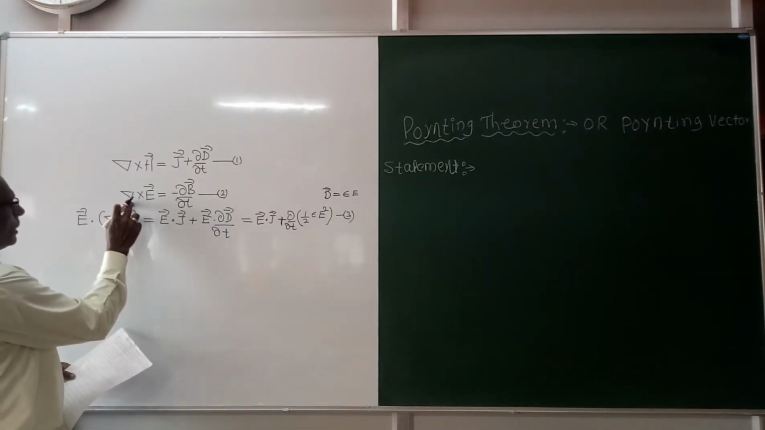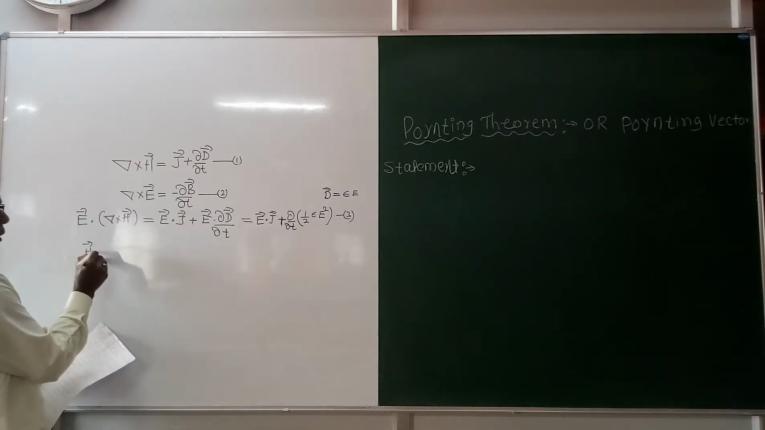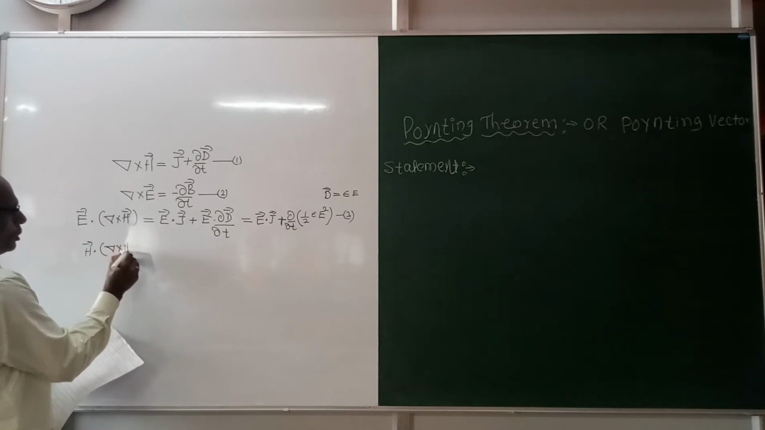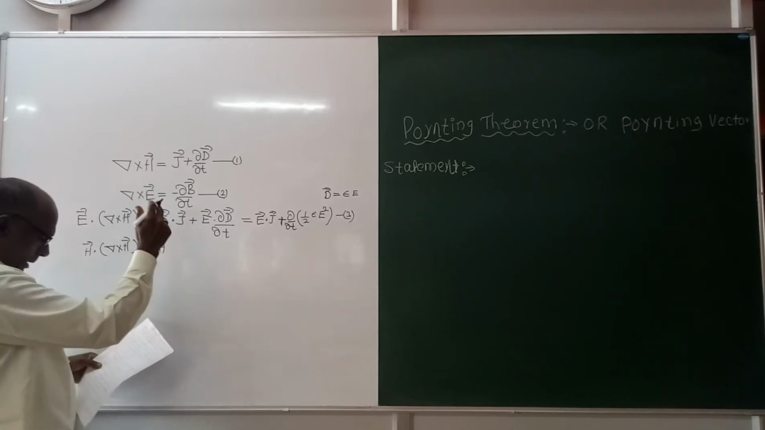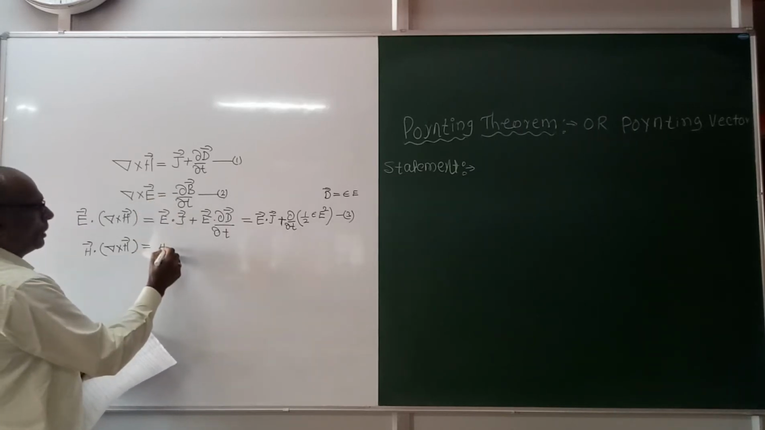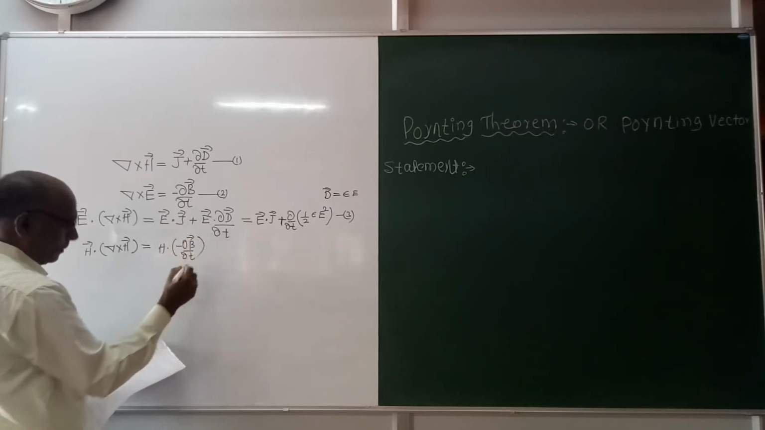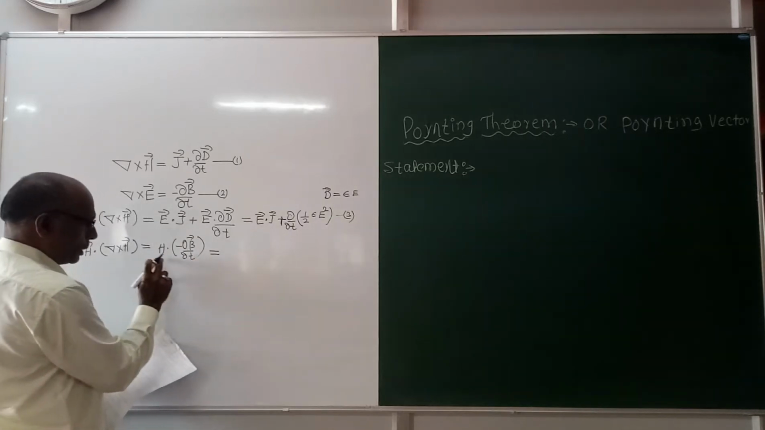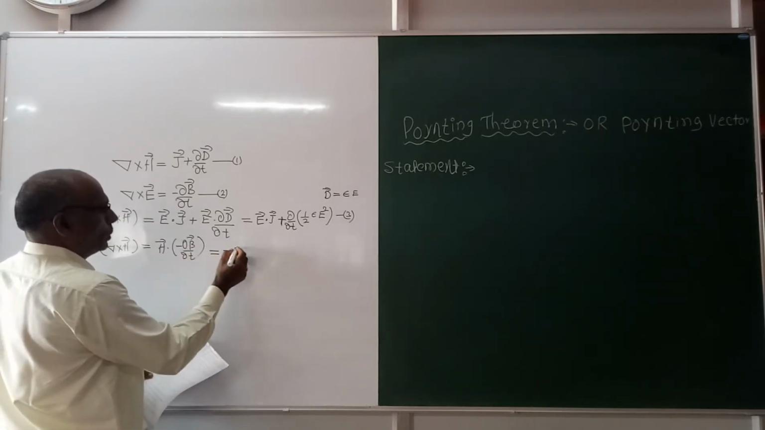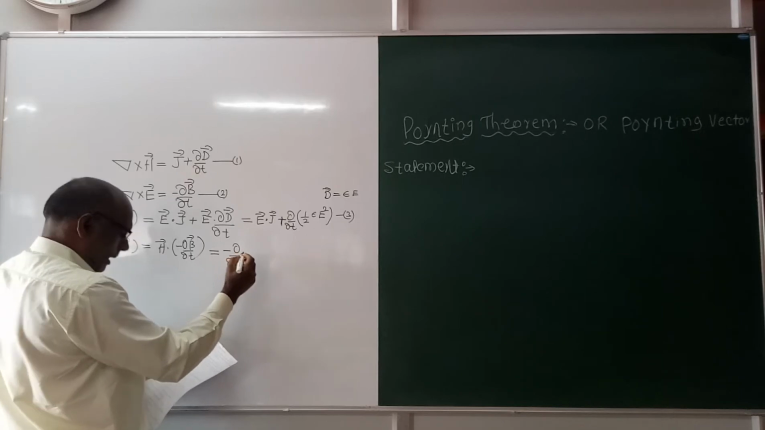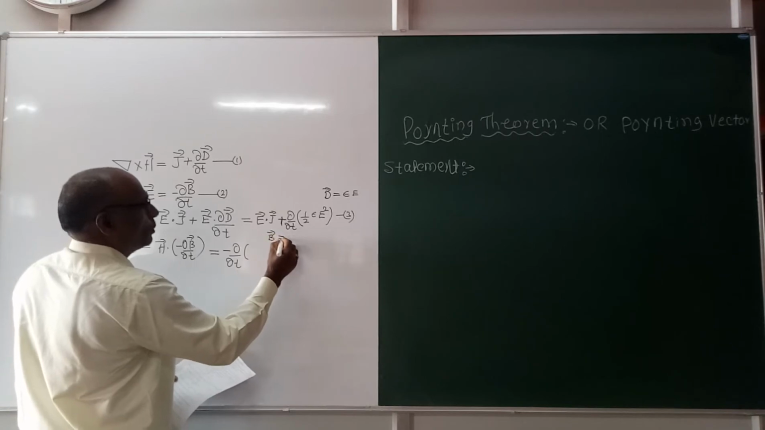Now I will take the dot product of equation number 2 with H, that is H dot del cross E, which is equal to H dot minus dou B by dou t. This side I will write as equal to, taking the minus sign out and dou by dou t out, B here, where B is equal to mu H.